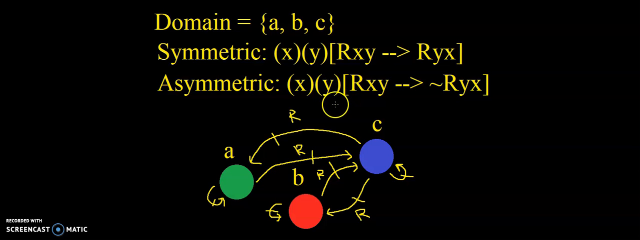Now, what would be a good case where the relation is not asymmetric? Can you think of a situation defined on a domain with A, B, and C where it's not asymmetric? Pause now.